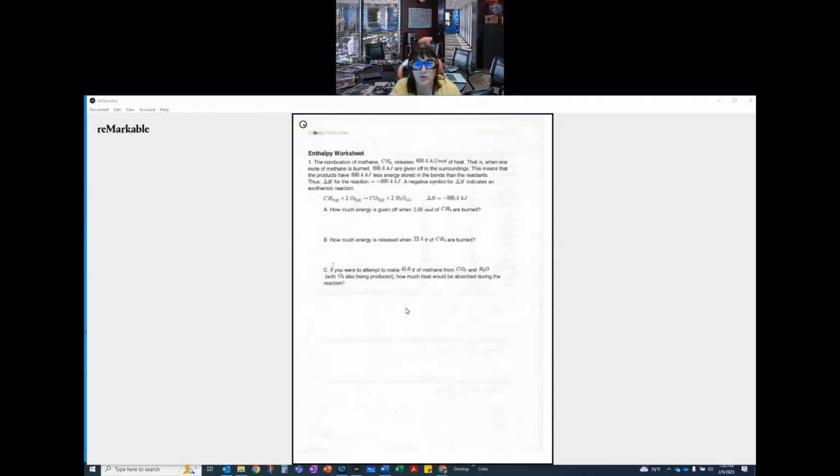CH4 plus 2O2 goes to CO2 plus 2H2O. Delta H equals negative 890.4 kilojoules. How much energy is given off when 2 moles of CH4 are burned? Well, I think 2, then I'm going to need to multiply that by 2. Negative 890.4. That gives me negative 1780.8 for 2 CH4, 2 moles CH4.